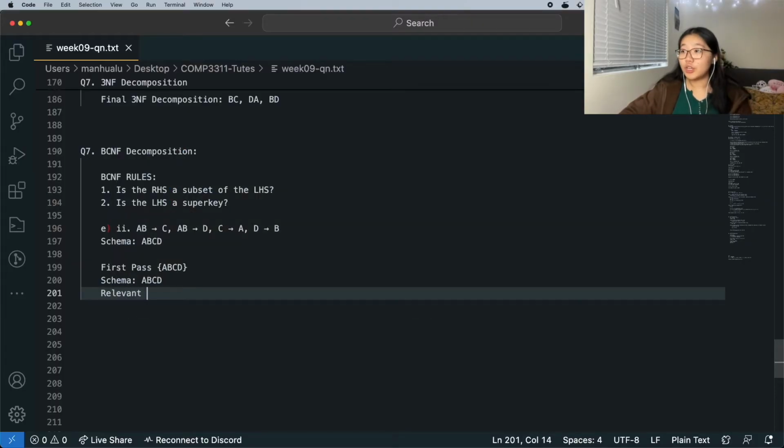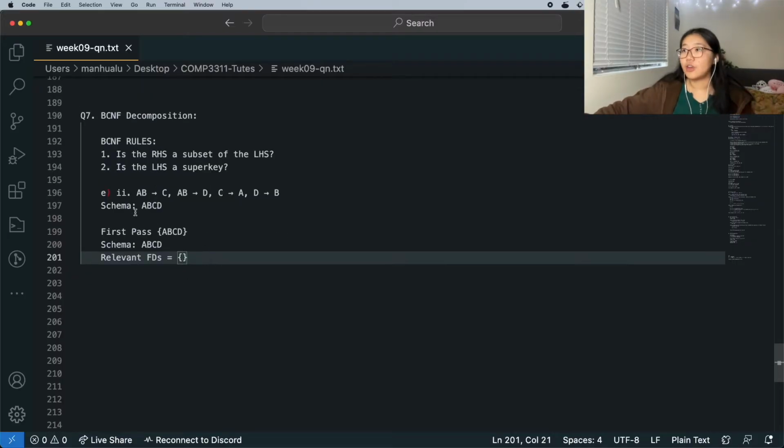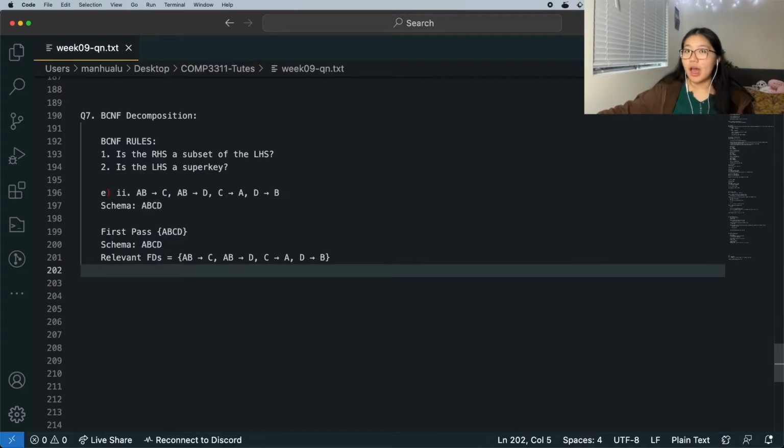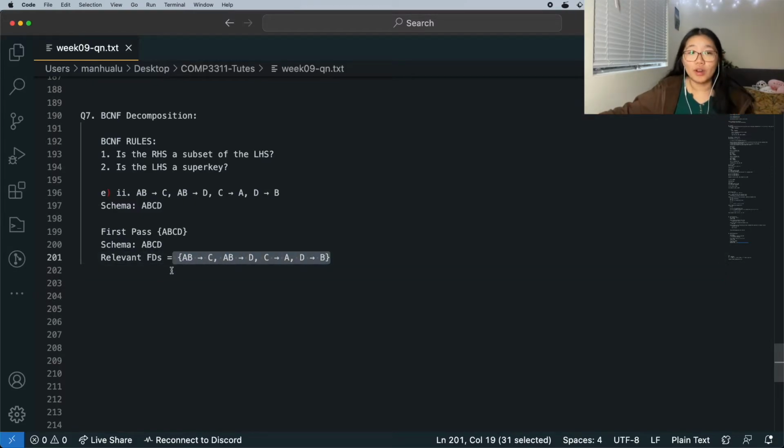For each of these passes, you want to be looking for the relevant functional dependencies at this stage. Because we're just initially starting, all of these are relevant. What relevant means is you only include the functional dependencies that have attributes that are actually in your schema at the current point. I'll show you what that means a little later as well. But right now we haven't removed anything, so these are all relevant.